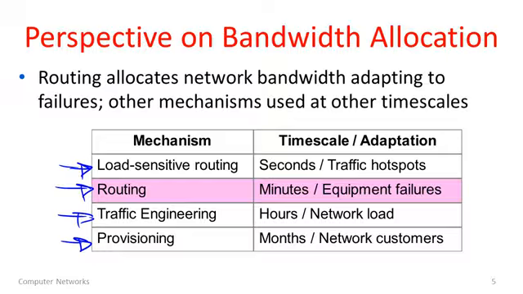So these are all important in the overall management of the network as different mechanisms to allocate our bandwidth, our key resource. The one we're going to focus on right now, and for all of this unit, is routing. So let's adapt to some of those failures.